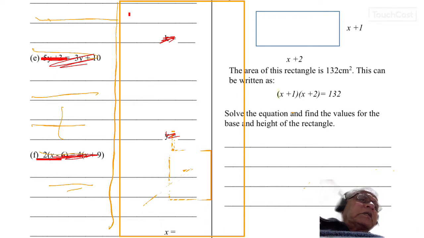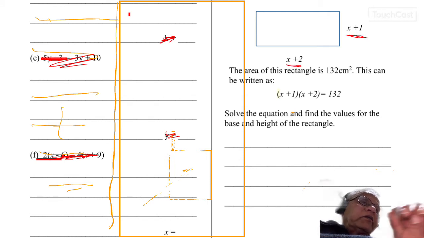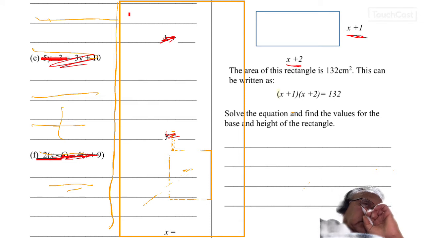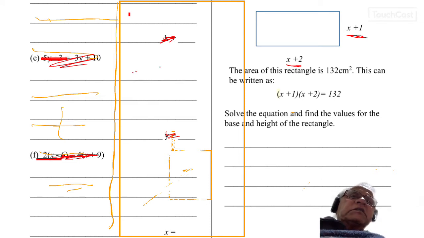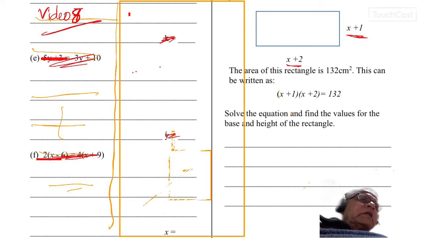We are looking at a rectangle, with this as the width and this as the length, and we are about to start the video. I believe this is video 8. Okay, so this is a typical question from MCAT. It's quite a challenging question for your teen students.